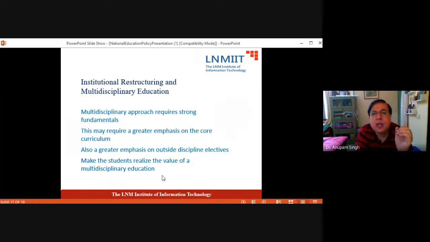and you'll need to be spanning from one domain to another, and you need to be able to translate across domains. And so it is imperative, in my opinion inescapable, that the students have very strong fundamentals when they're dealing with multidisciplinary domains. And in particular, that means that the core curriculum needs to play a much more important role.